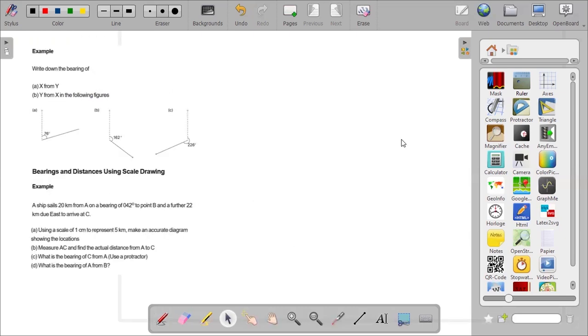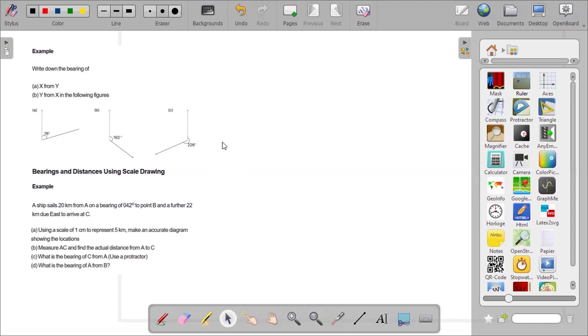Okay, we have another example here. The example says write down the bearing of x from y in the following figures. Unfortunately, I did not complete the figures. Where is x and where is y? It's not indicated. So let's do that first.